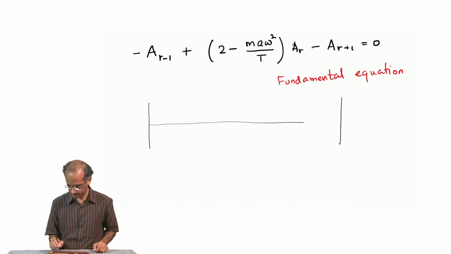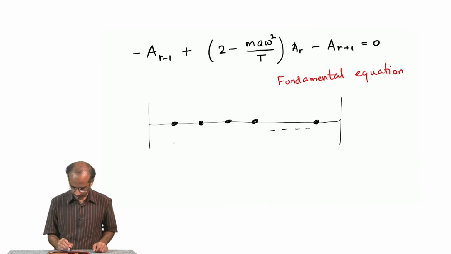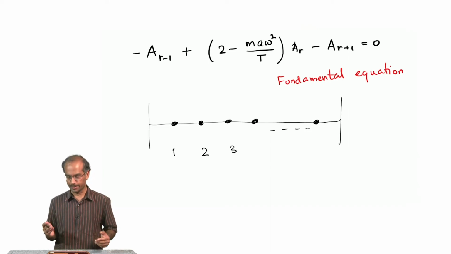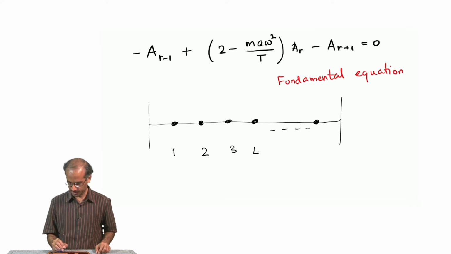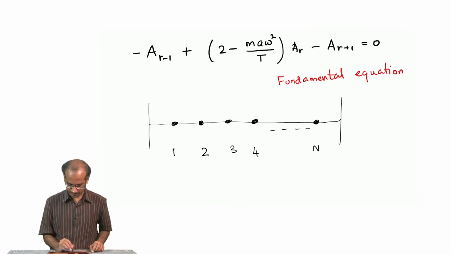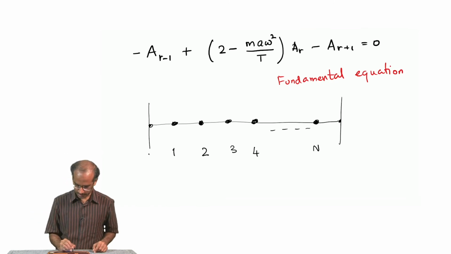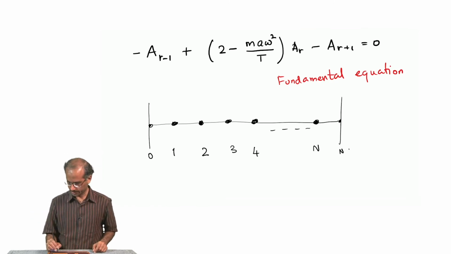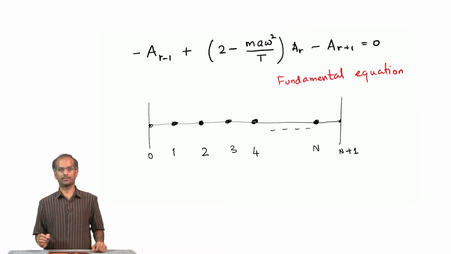So, I have a string, and it has these particles which are equally spaced. I will number it as 1, 2, 3. That is the index r, which takes numbers 1, 2, 3, 4 up to n. If you want, you could imagine that there is a particle here and here, but they do not oscillate. I will call it 0th particle and n plus 1th particle.